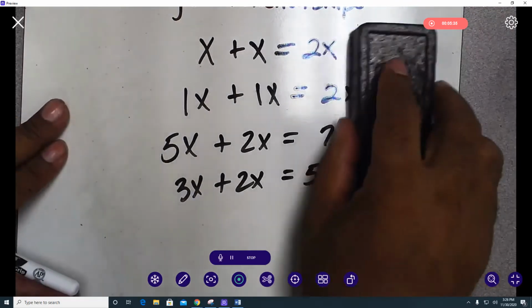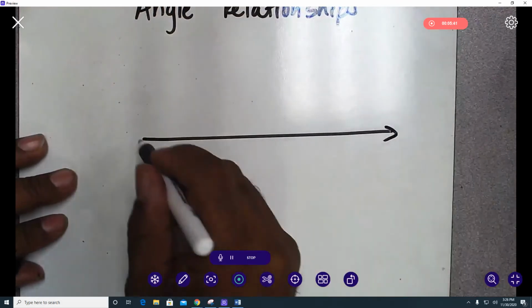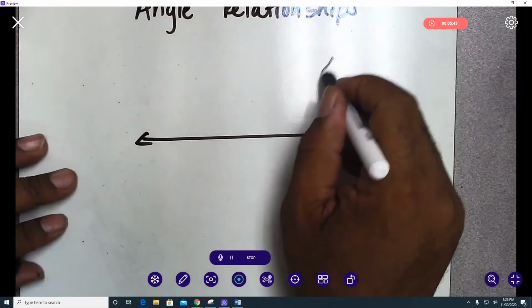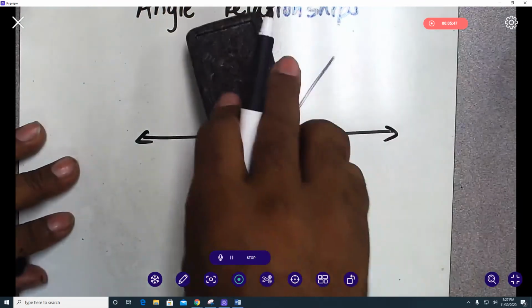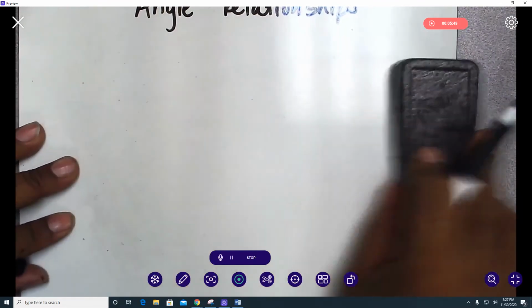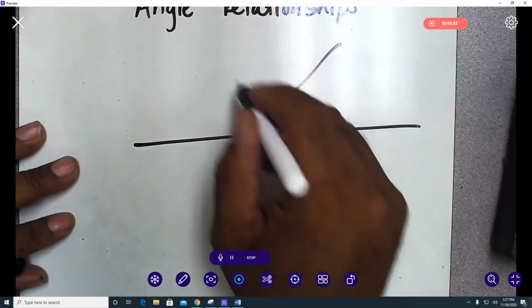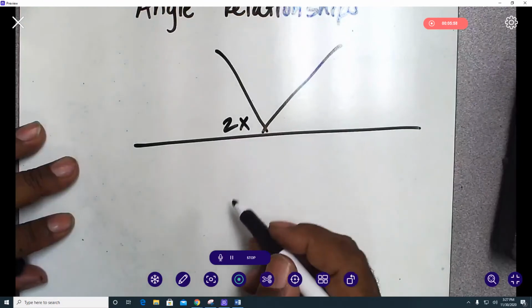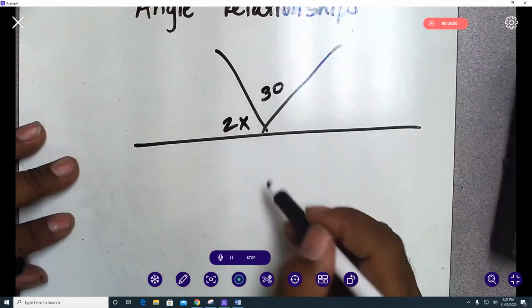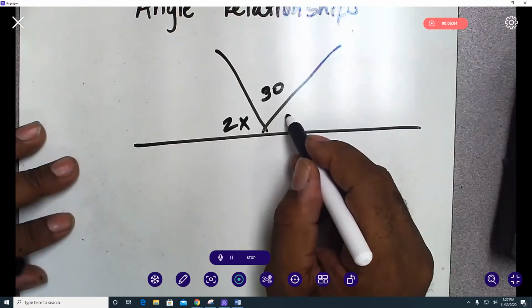Now let's apply this to the angle problems. Let's say I had a straight line, and I had this and this. Wait a minute. Straight line. I had this and this. This is equal to 2x. This is equal to 30. And this is equal to 3x.